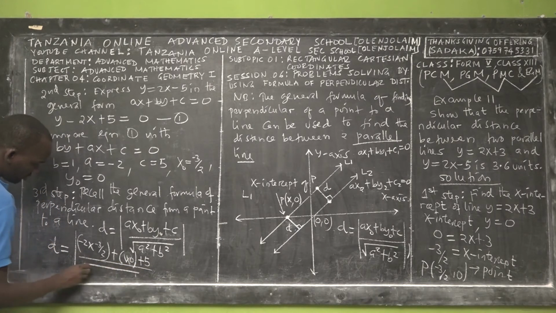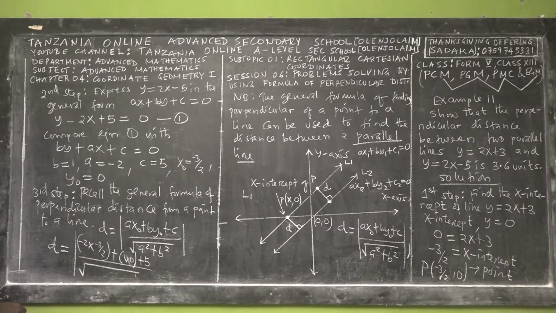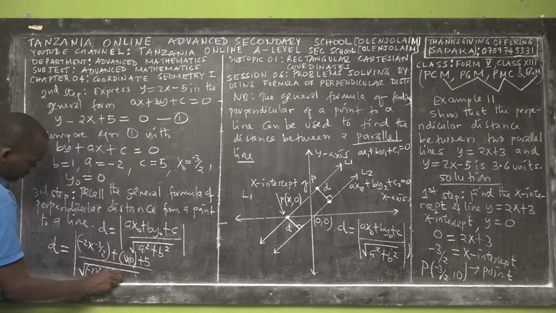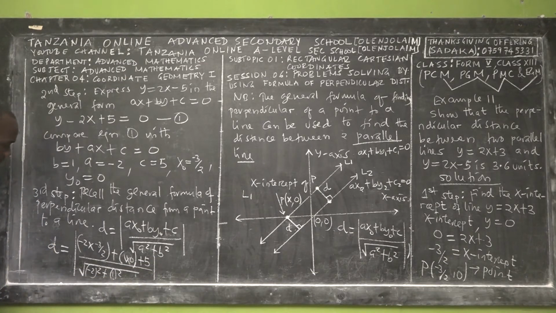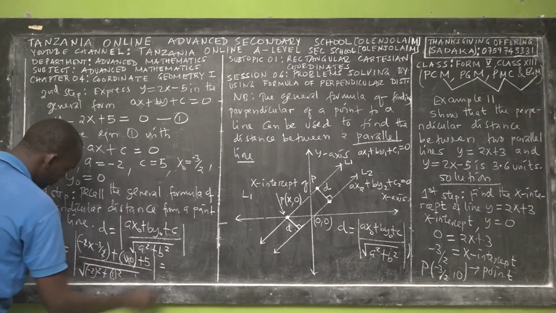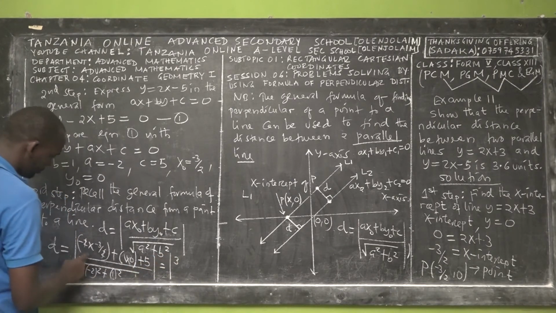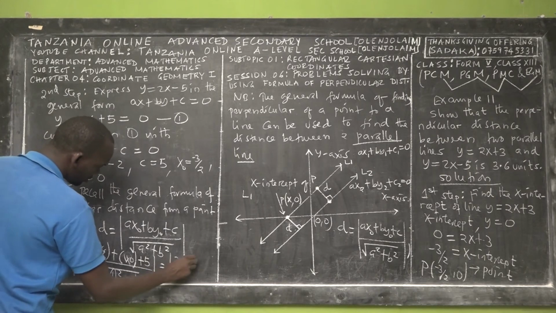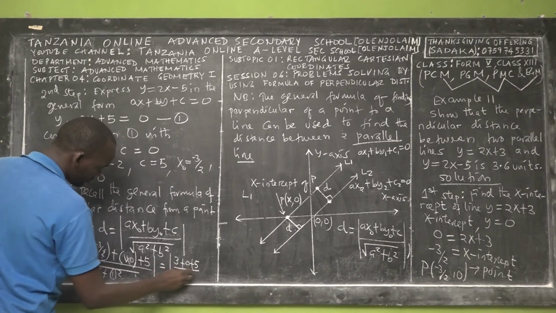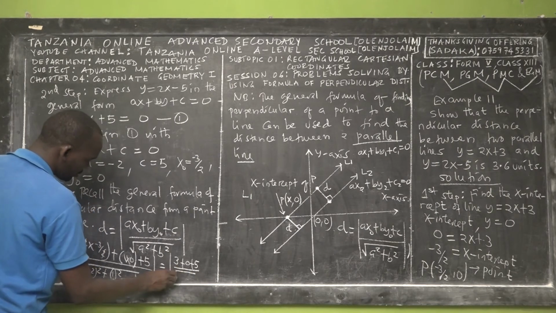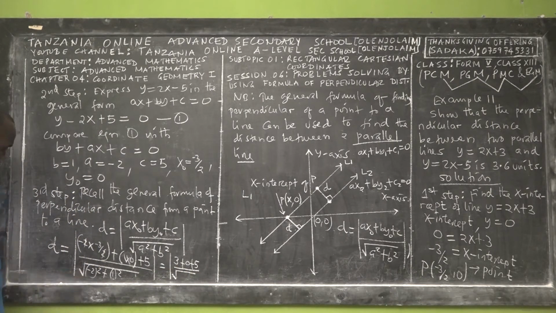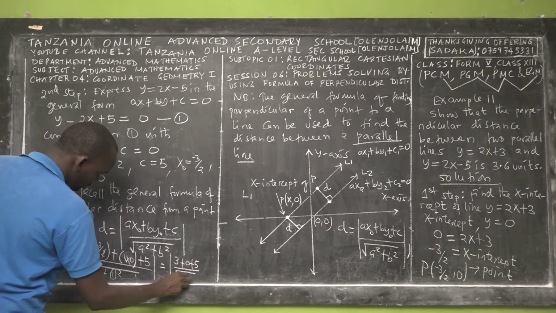over the square root of a squared, a squared is negative 2 squared, plus b squared, b is 1 squared. So these two and these two cancel. So this is equal to the absolute value of positive 3 plus 0 plus 5 over the square root of 4 plus 1, which is 5. Square root of 5.